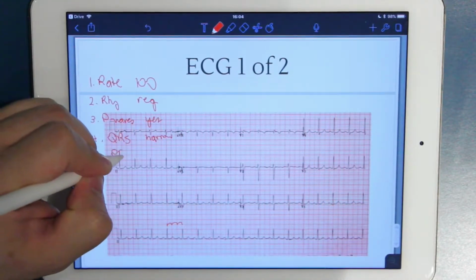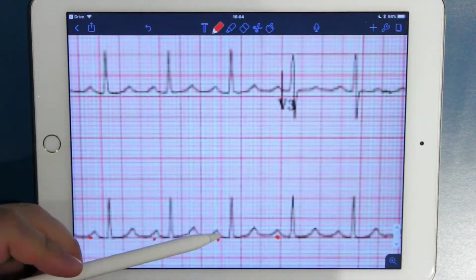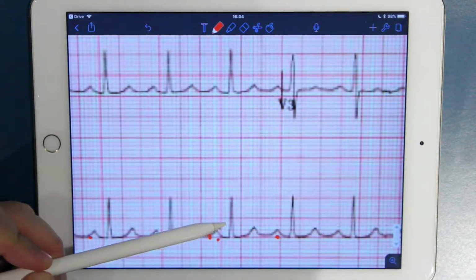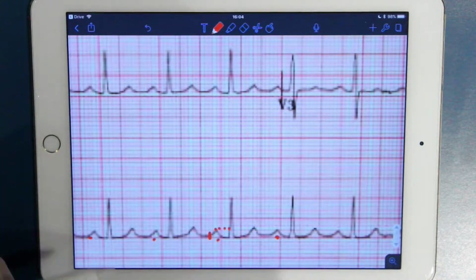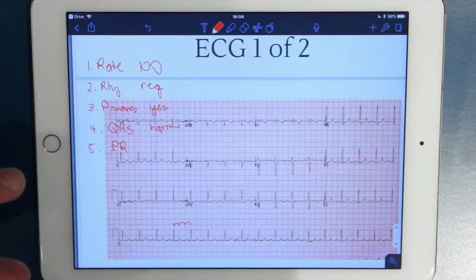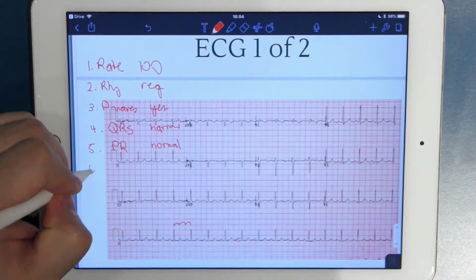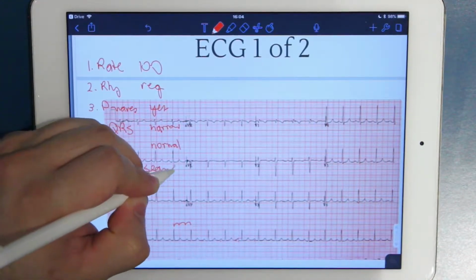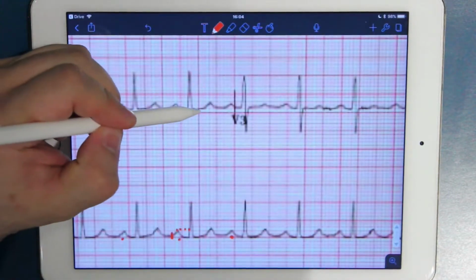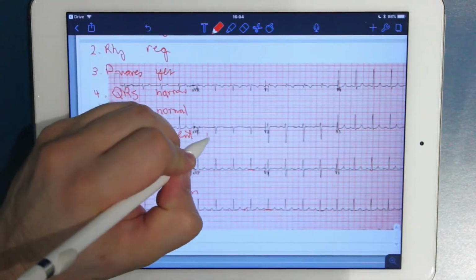Next thing is the PR interval. Okay, let's go back to our rhythm strip and we'll start right here at the beginning of the P wave and we'll count 1, 2, 3, 4 small boxes. So that is less than 200 milliseconds or less than 5 small boxes, and so we'll call that normal. And the next thing we'll look at is the ST segment. Looking at the ST segment in multiple leads, we can't see any changes from the isoelectric line, and so we'll call that normal as well.